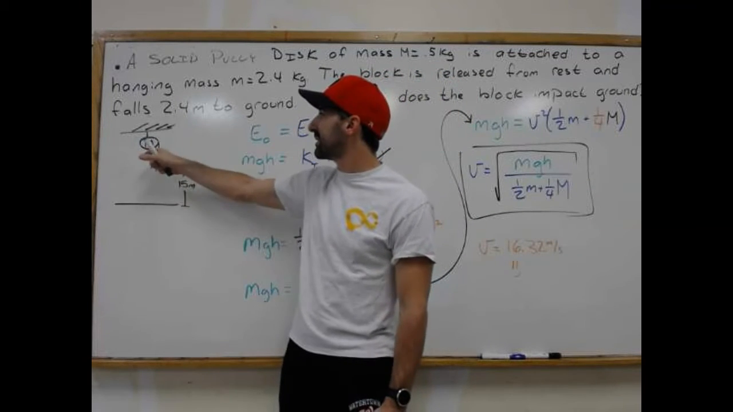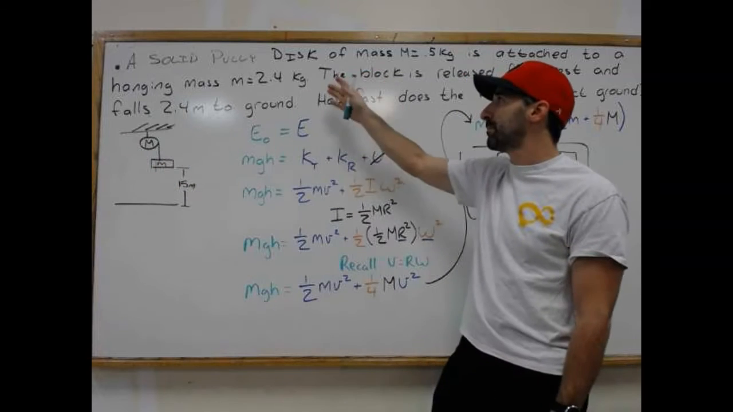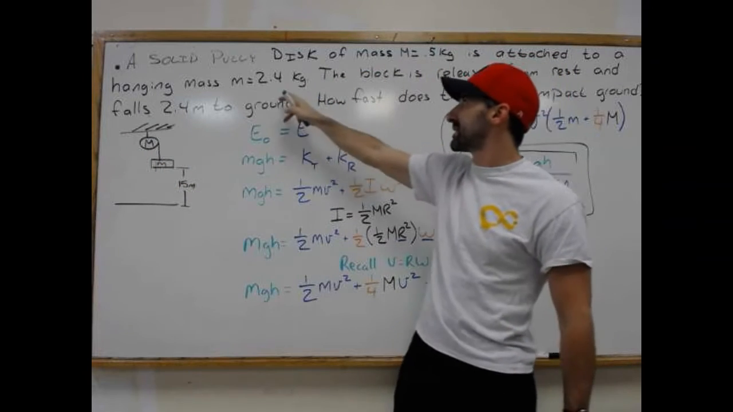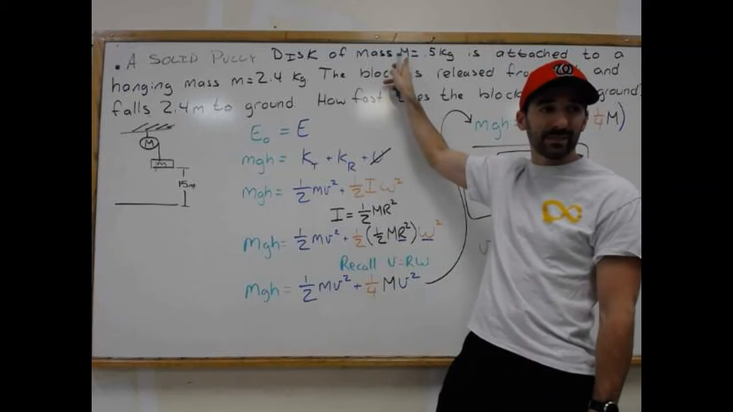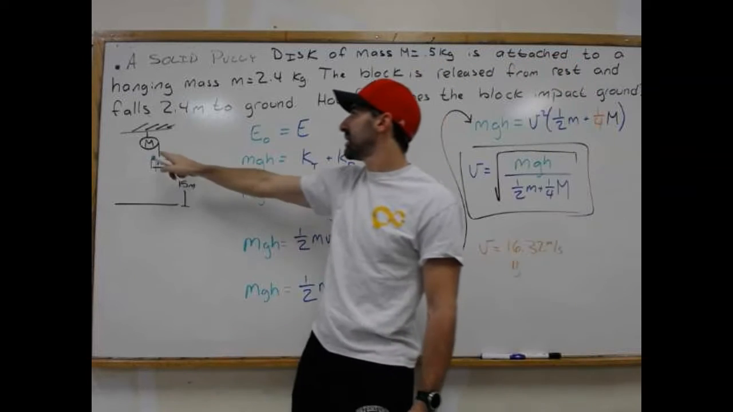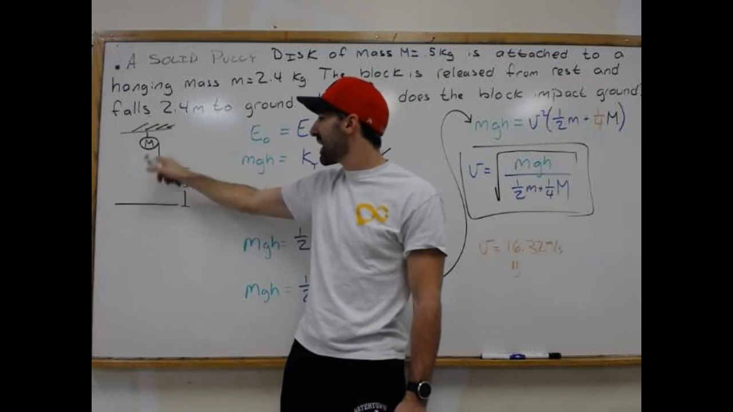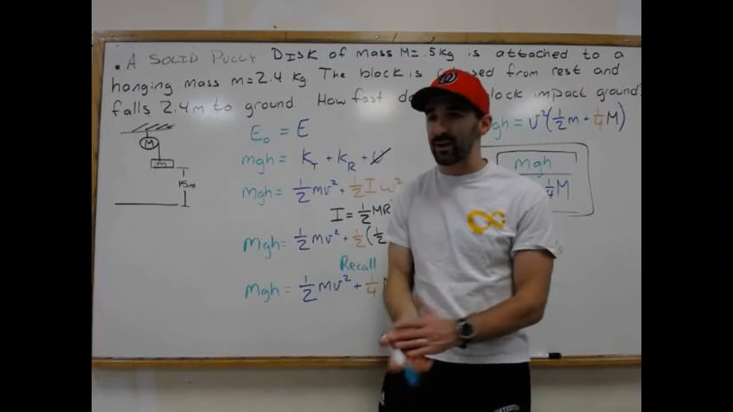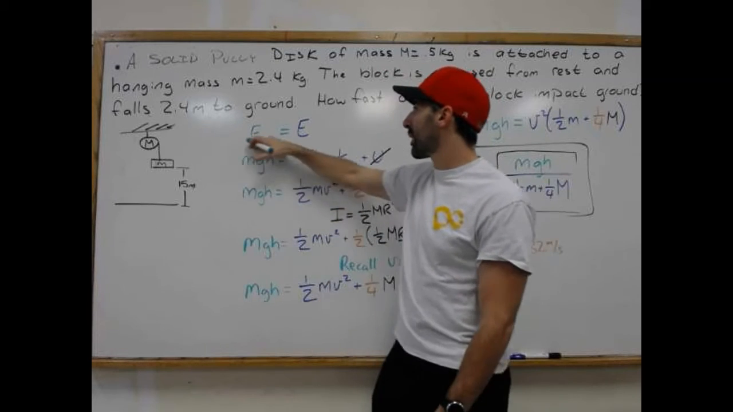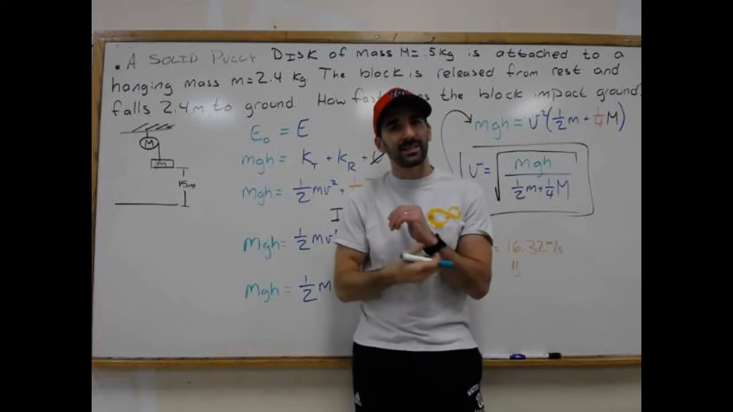This disc is a solid disc that I called mass big M. I did, for some reason, say little m was bigger than big M, but I said mass big M is 0.5 kilograms. So this has a mass of 0.5 kilograms, this has a mass of 2.4 kilograms, and it's going to fall 15 meters to the ground, starting from rest. So I went right to conservation of energy, because that seems to make sense.